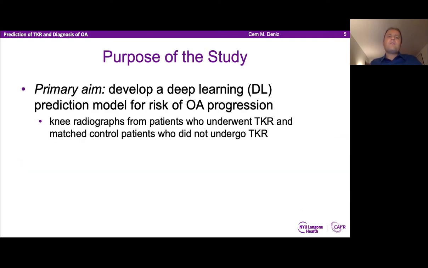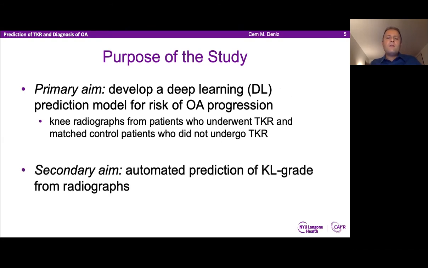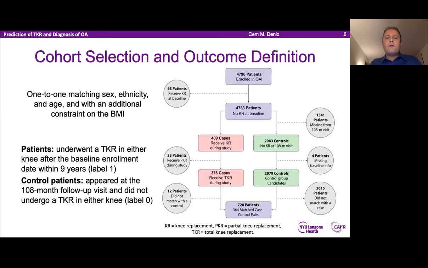Because of this reason, the primary aim for our study was to develop a deep learning model for predicting the risk of OA progression. For this, we use knee radiographs from patients who underwent TKR and matched control patients who did not undergo TKR. The secondary aim for our study was the automated prediction of KL grade from these radiographs.